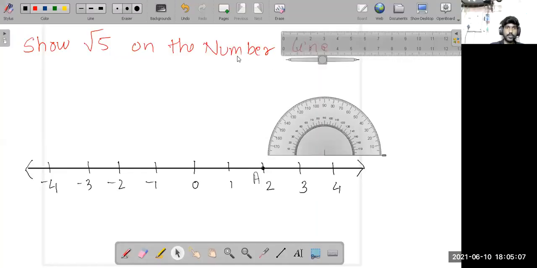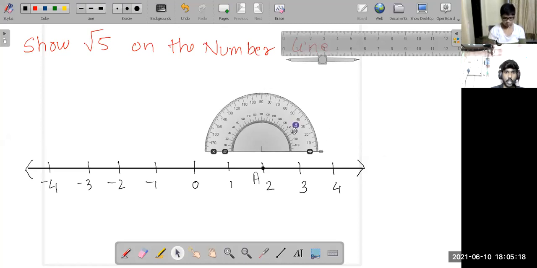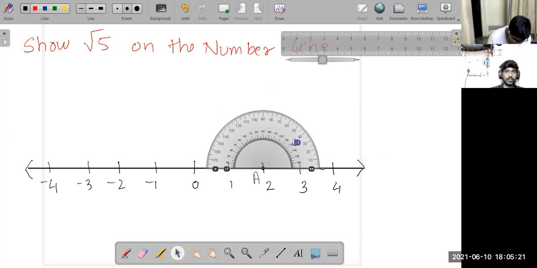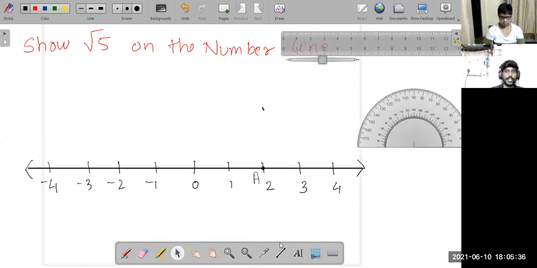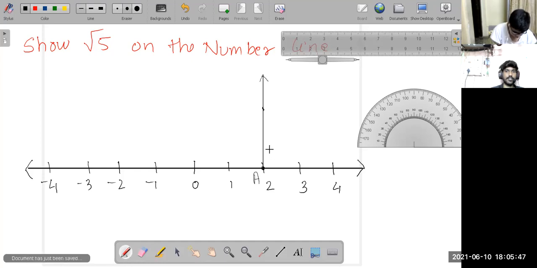Now do along with me. Take your compass, take your protractor, and put the center of the protractor on point A, that is at 2. After that, mark 90 degrees. Did you do that? Okay, next. Take your protractor off and with the help of your scale, draw a straight line passing through that 90 degree mark and put an arrow, so make a ray like this. Done? Done, sir.